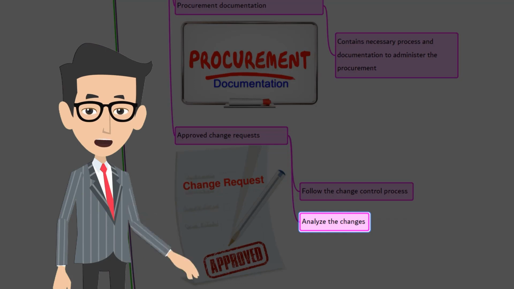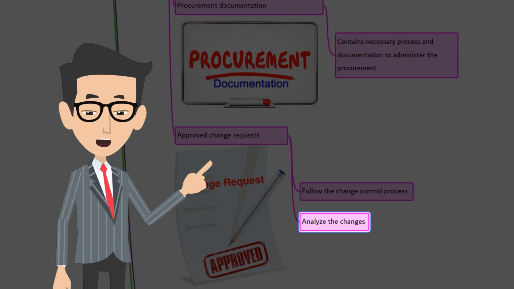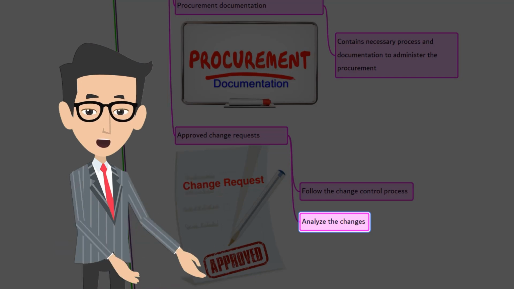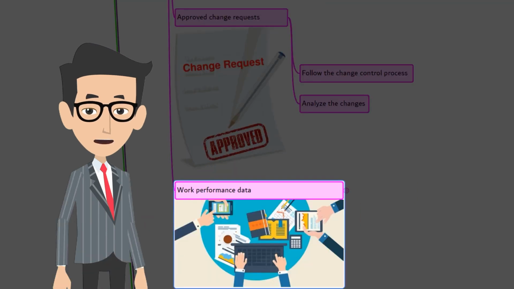When a project is linked to a program, changes in one component may have impact on other projects of the program. So, the change requests need to be analyzed carefully. The sixth is work performance data.